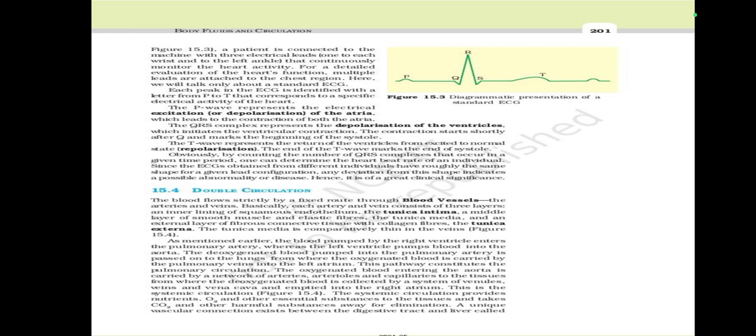The P wave represents the electrical excitation, depolarization, of the atria, which leads to the contraction of both the atria. The QRS complex represents the depolarization of the ventricles, which initiates the ventricular contraction. The contraction starts shortly after Q and it marks the beginning of the systole. The T wave represents the return of the ventricles from excited to normal state, repolarization. The end of the T wave marks the end of systole.